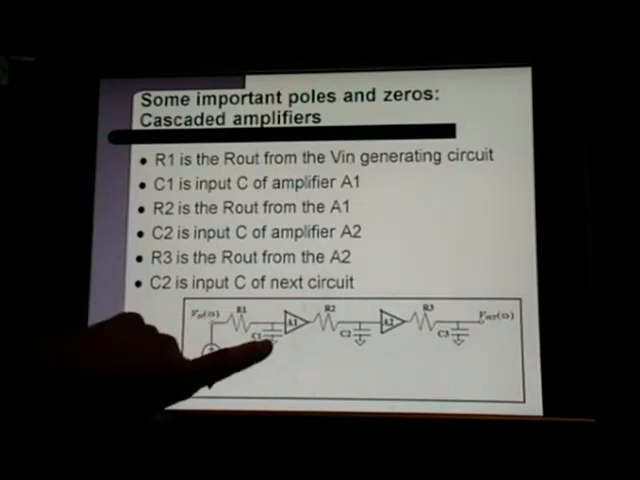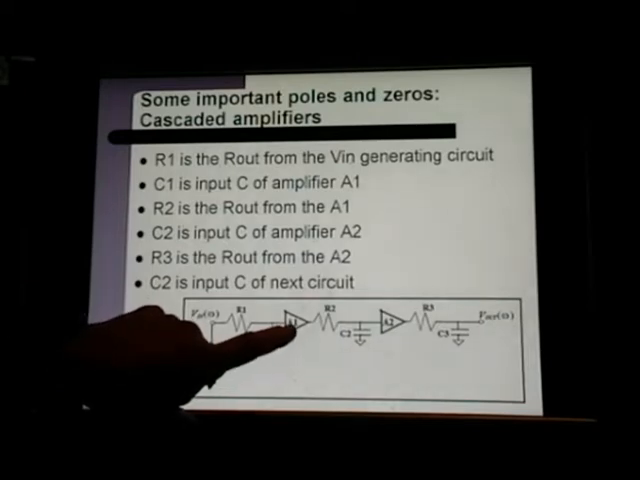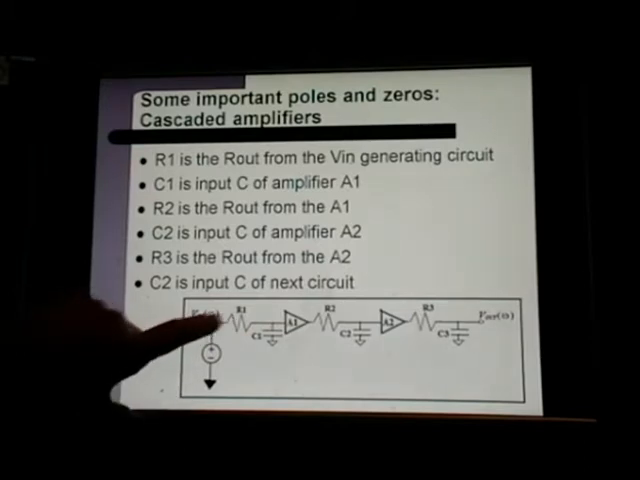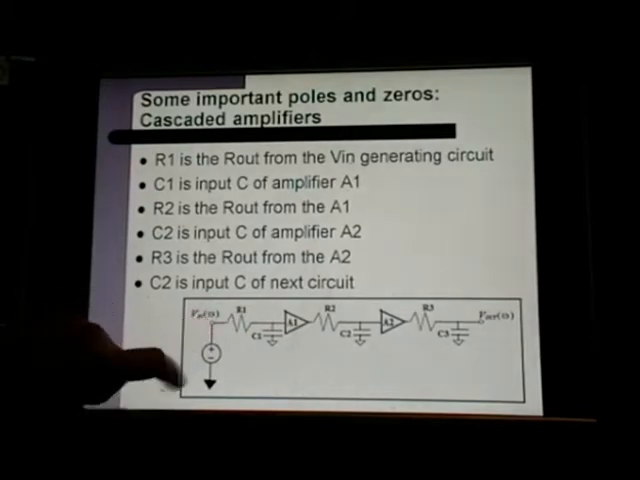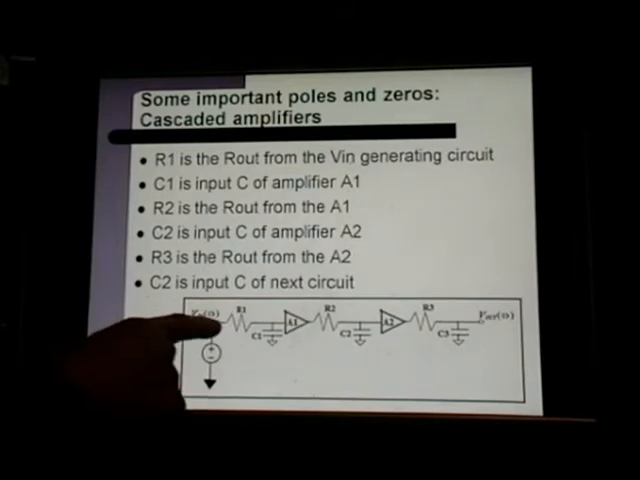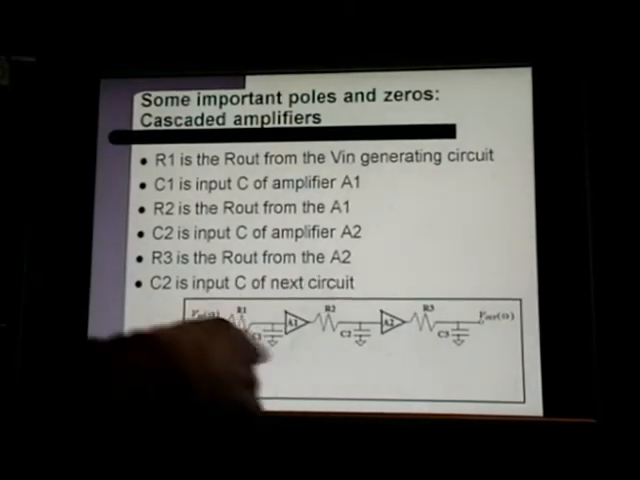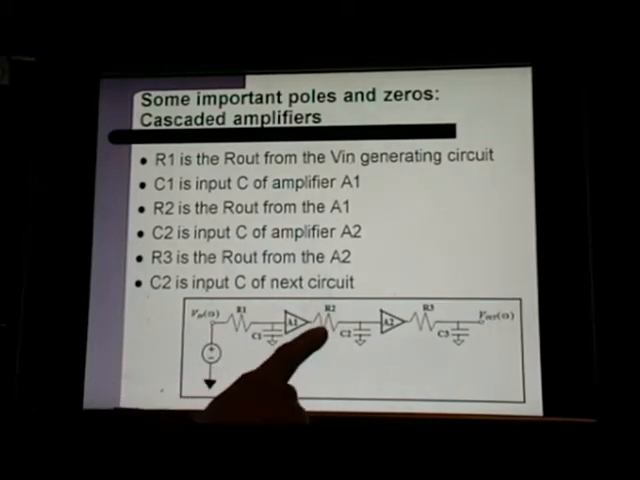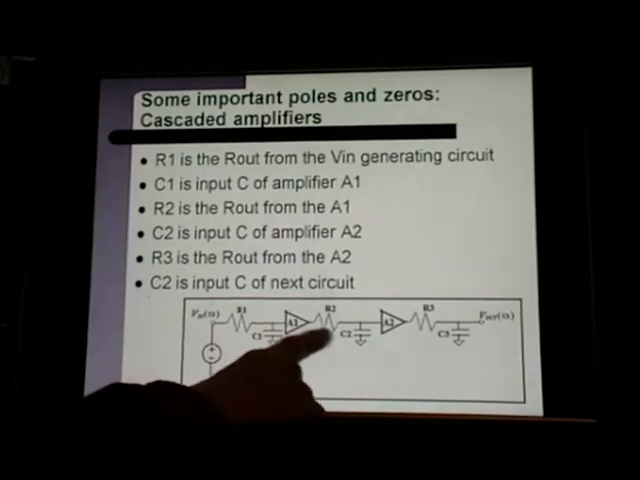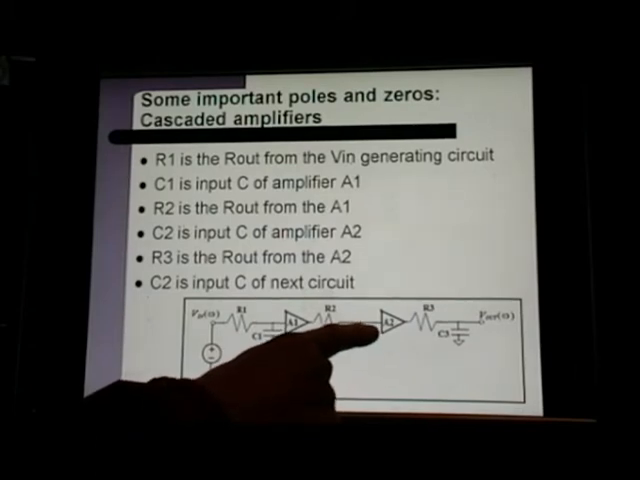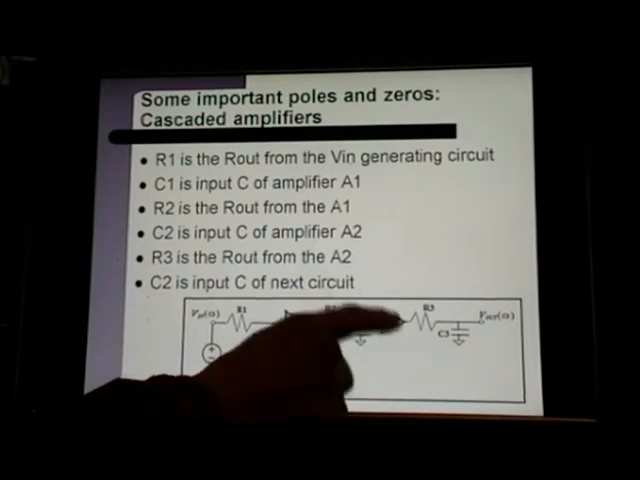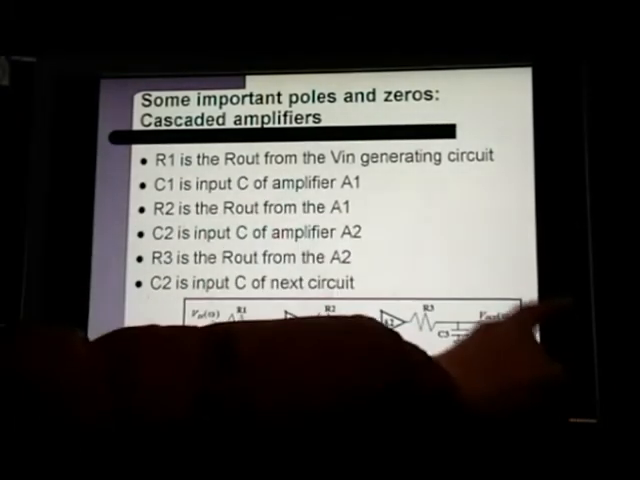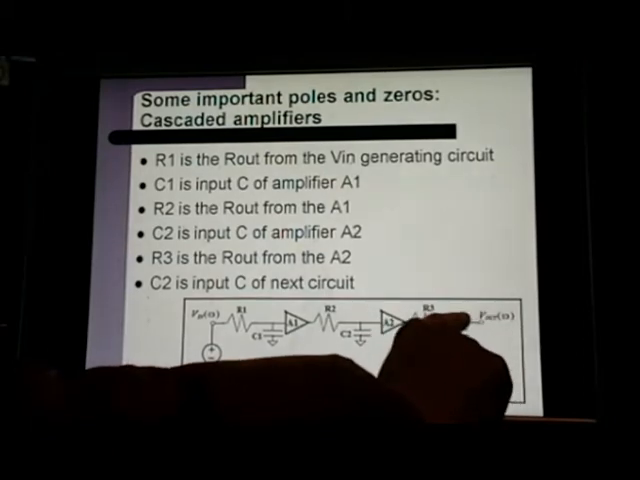Okay, then assume the C1 is the input capacitance of A1. So R1's output impedance of whatever's providing your voltage to your amplifier chain here, and C1 is the input capacitance to A1. Take R2 as the R out of A1, C2 as the input capacitance to A2, R3 is the output impedance of A2, C3 is the input impedance to whatever circuits out here that your amplifier chain is driving.